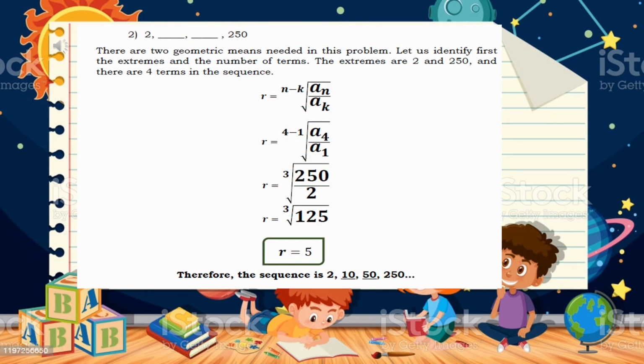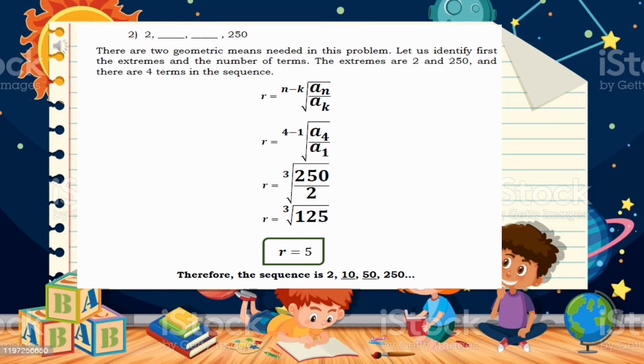For the second example, there are 2 geometric means needed in this problem. Let us identify first the extremes and the number of terms. So the extremes, the first term is 2 and the last term is 250. There are 4 terms in the sequence because we have here 2 blanks. So using the formula on how to find the common ratio, we have r equals the n minus k root of a sub n divided by a sub k.